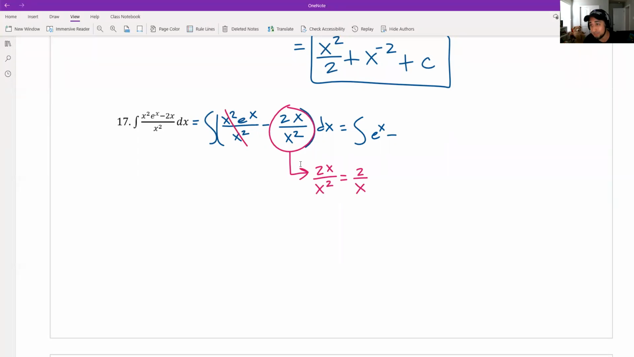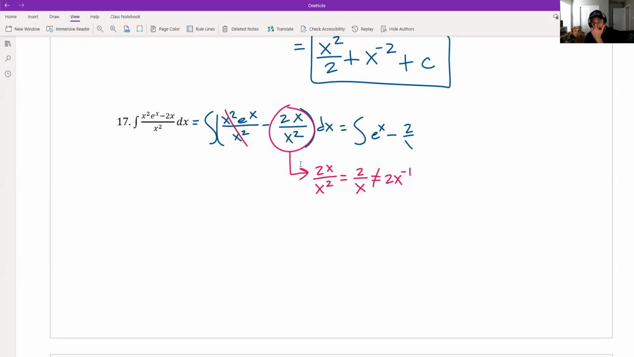So if we ever just have an x by itself in the denominator, just x to the power of 1, never rewrite it as this. Do not write as that, because if you take the antiderivative, it's not going to work out. So always leave it as 2 over x. Okay. All right. We are ready.